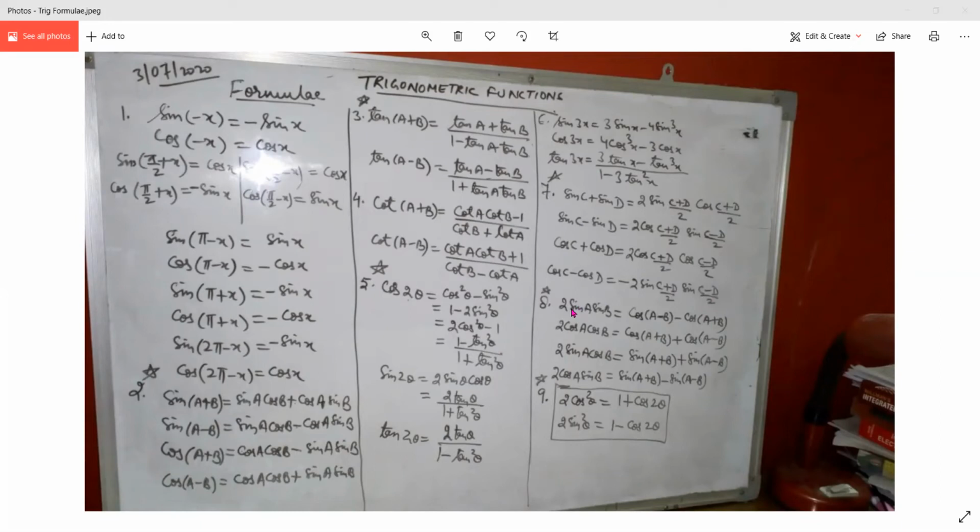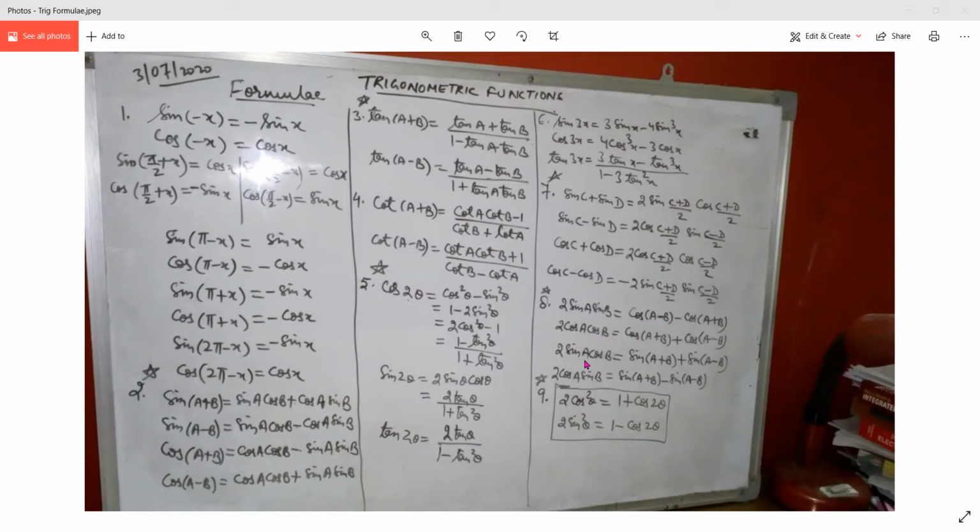Then it is 2 sin a cos b, 2 cos a cos b, 2 sin a sin b, and 2 cos a sin b. So they also have a related type of terms. So you can just remember them. In case of sin a sin b, both coses are there. In case of cos a cos b, both coses are there.